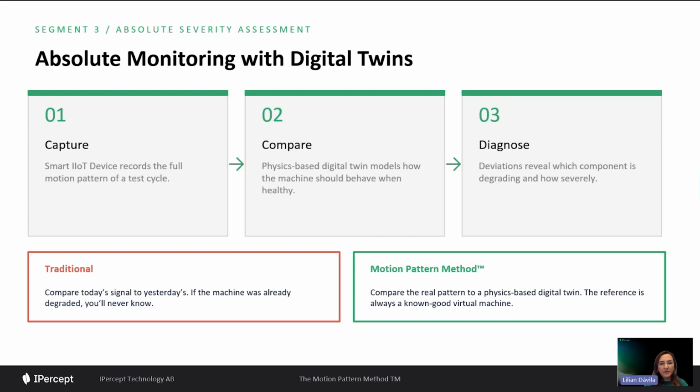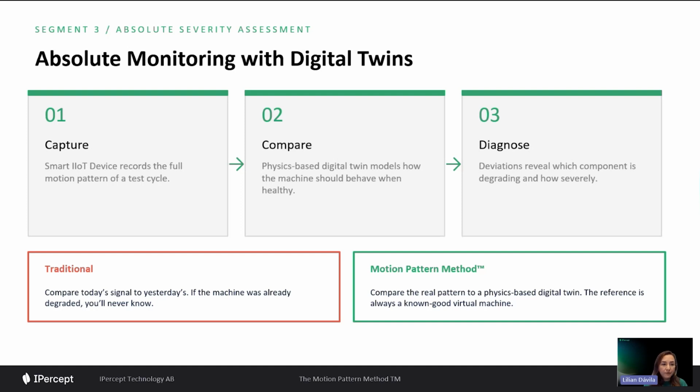There are 3 steps in this method: capture, compare, and diagnose. First, we have capture. The device records the data from the test cycle, the full motion of it, and analyzes it. Then we have compare. These analyzed patterns are compared to the physics-based digital twin model of how the specific subsystem should behave when it's healthy.